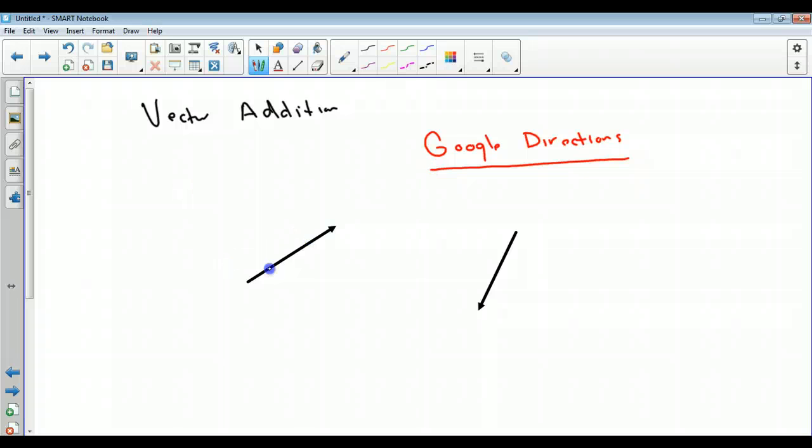This is a displacement. Think about this as a displacement vector. I'm going from here to here, and then I go from here down a little bit, you can kind of visualize what's going on.